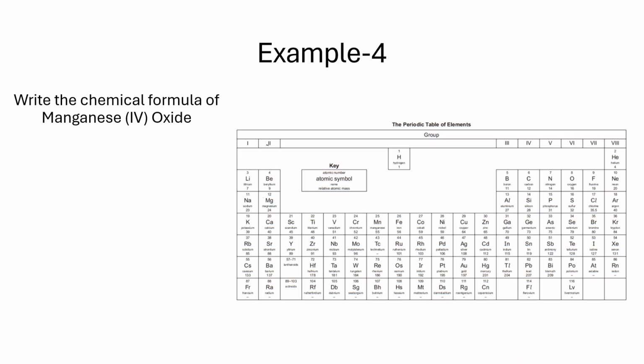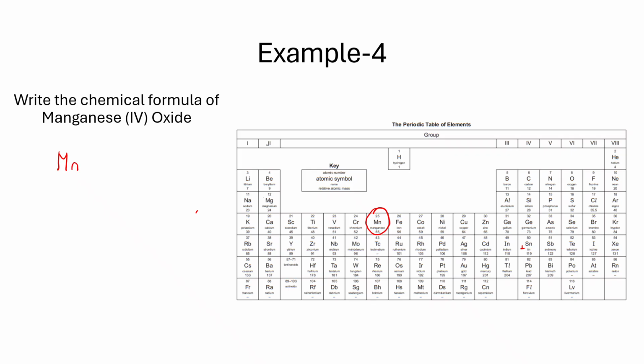Let's take another example. Let's take manganese 4 oxide. So manganese is placed right here. It is also a transition metal and its symbol is Mn.